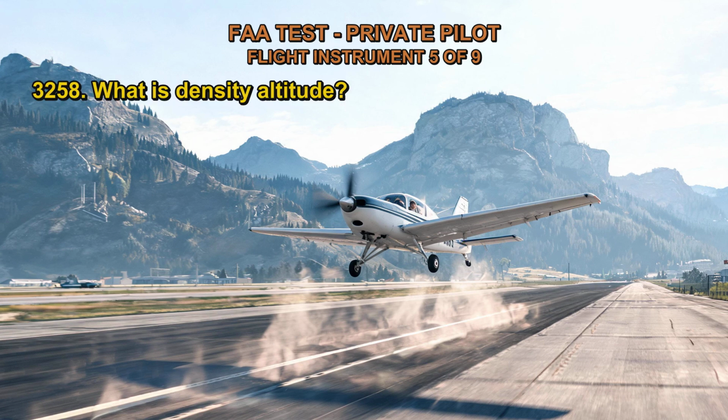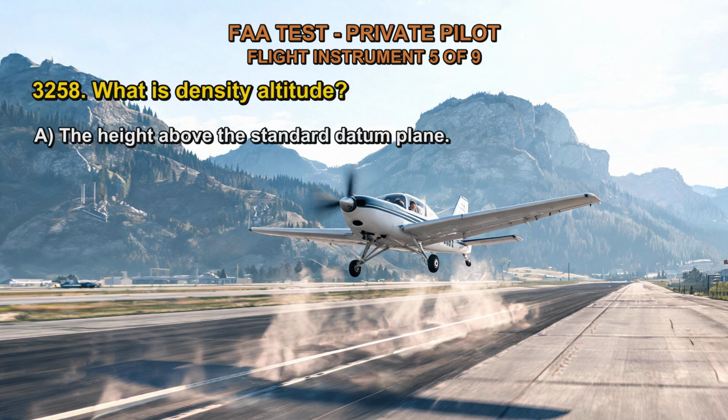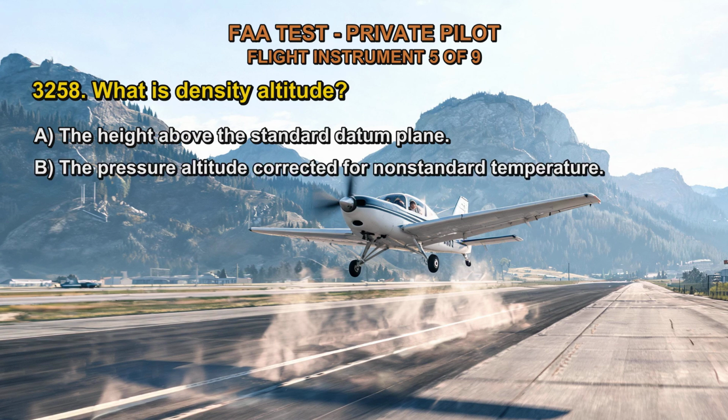3258. What is density altitude? A. The height above the standard datum plane. B. The pressure altitude corrected for non-standard temperature. C. The altitude read directly from the altimeter.